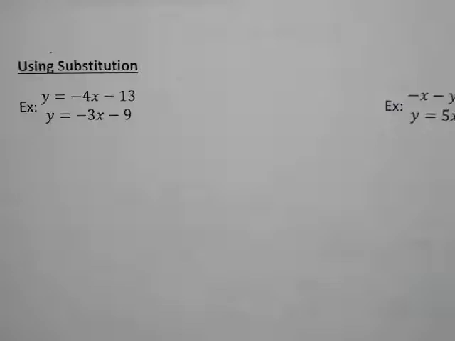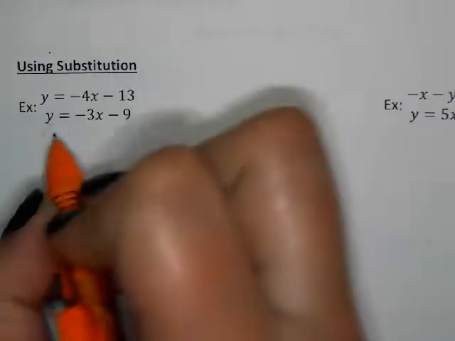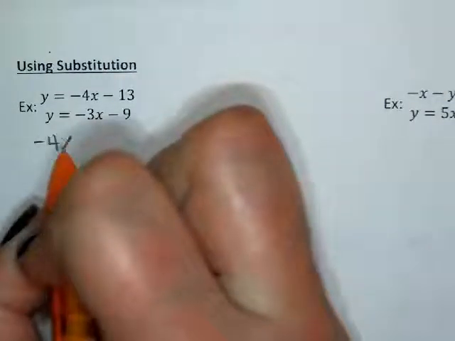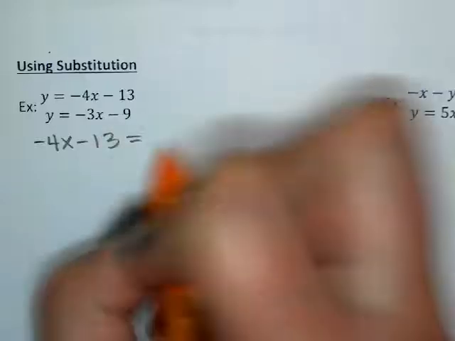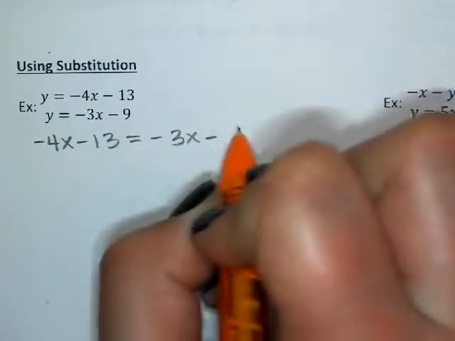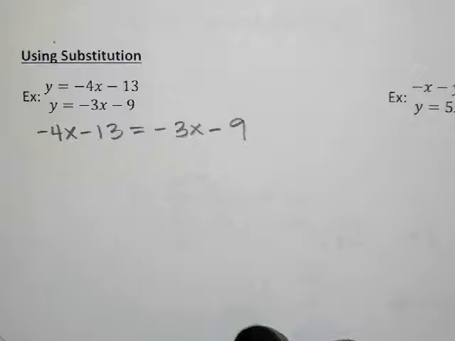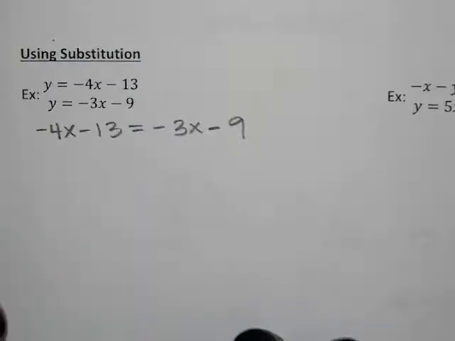So for this one, I'm just going to say negative 4x minus 13 equals negative 3x minus 9. I'm just going to get rid of the y's. Set the 2 equations equal to each other because they equal the same thing. And that's pretty easy to do because so many of our linear equations are ready to graph. This is like y equals mx plus b form. So many of them are ready to graph already that it's really easy to do this.